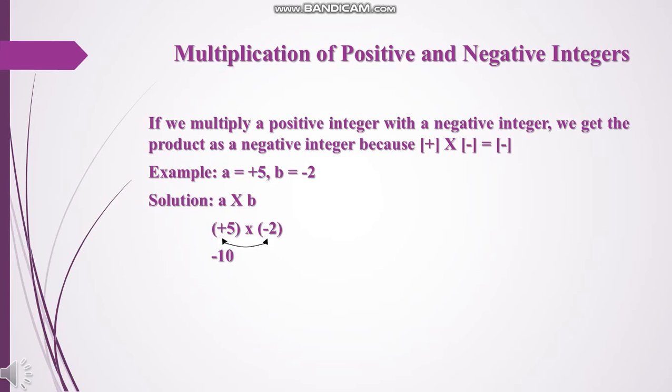Multiplication of positive and negative integers. If we multiply a positive integer with a negative integer, we get the product as a negative integer because plus into minus is equal to minus. For example, a is plus 5 and b is minus 2. The solution is a into b is equal to plus 5 into minus 2. Plus into minus is equal to minus. So 5 into 2 is 10. So the product of plus 5 into minus 2 is minus 10.